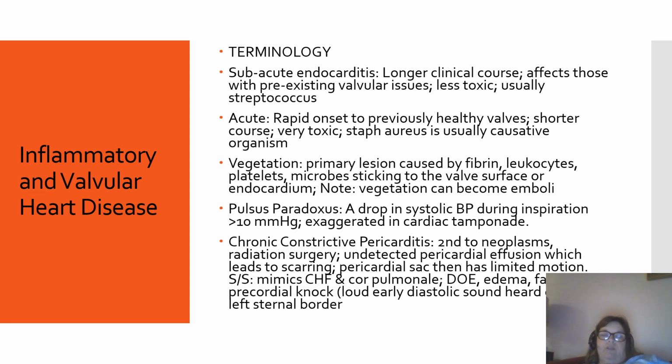And chronic constrictive pericarditis is secondary to neoplasms, radiation, surgery, or undetected pericardial effusion, which leads to scarring. The pericardial sac then has limited motion. It mimics heart failure and cor pulmonale. They get dyspneic on exertion, edema, fatigue, precordial knock, a loud early diastolic sound heard on the left sternal border.